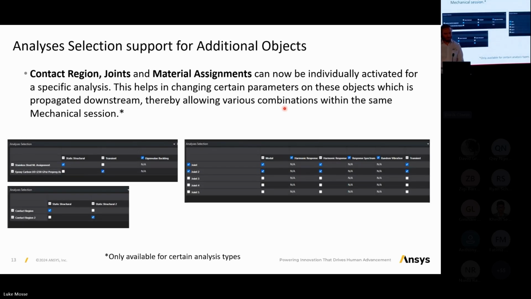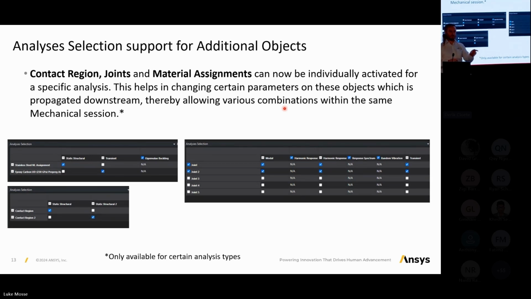Now, one other nice option that is sort of in this realm is this ability to activate and deactivate features in your tree for each analysis. So for example, if you have your model set up, you have lots of contacts, joints, materials assigned, all of that, you have your static structural analysis. Now you want to do another static structural analysis that reuses your mesh and everything, but you want to have different contacts or a different material assignment.